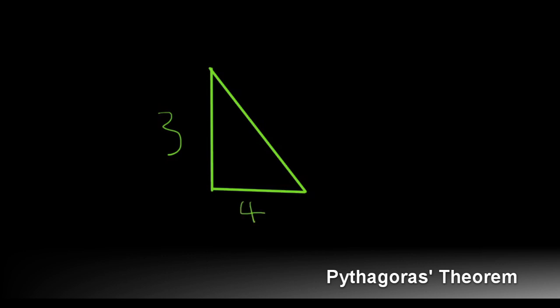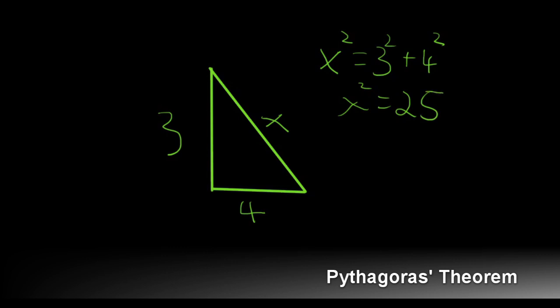Obviously I'm sure you know how to use Pythagoras' theorem, but I'll just quickly go over it. If I had a triangle such as this one here, and I told you this side here was 3 and this side here was 4, and I asked you to work out the length of x, then you would say x squared equals 3 squared plus 4 squared, and so x squared equals 25, and so x is equal to 5.